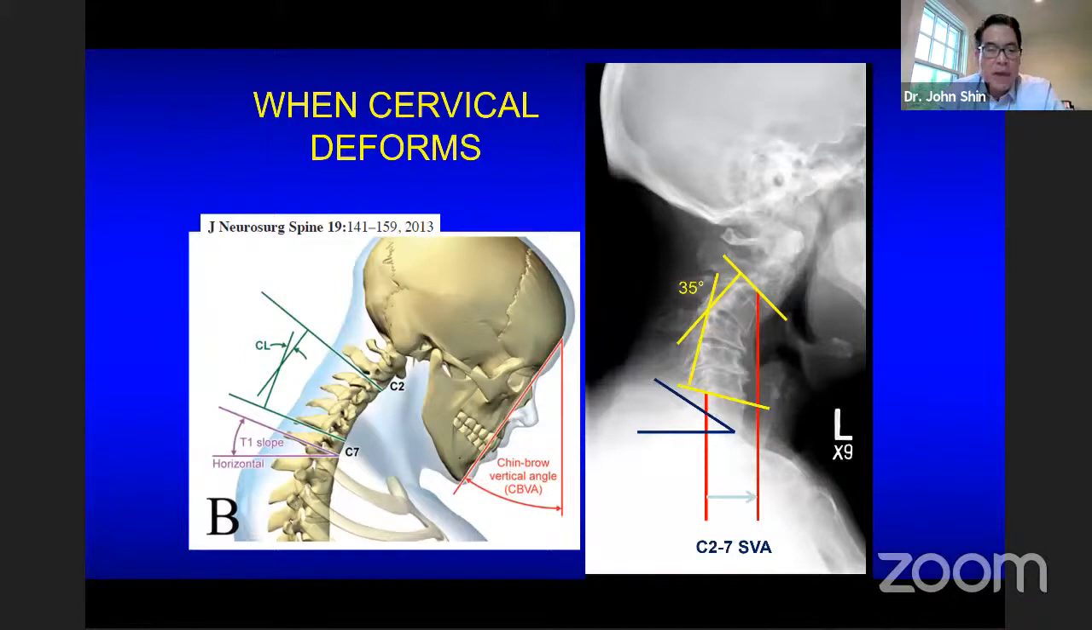So we think about alignment parameters, and there are always a lot of different parameters, and this can be overwhelming, confusing, even to our students, residents, and fellows, but we try to keep it simple.